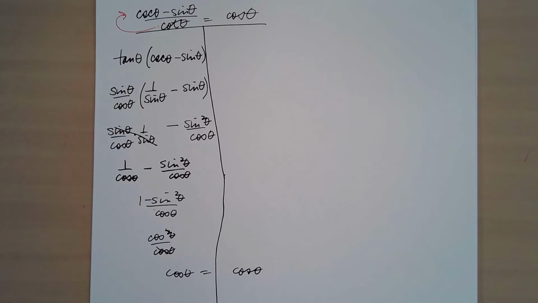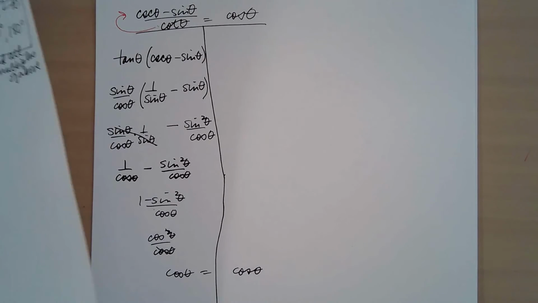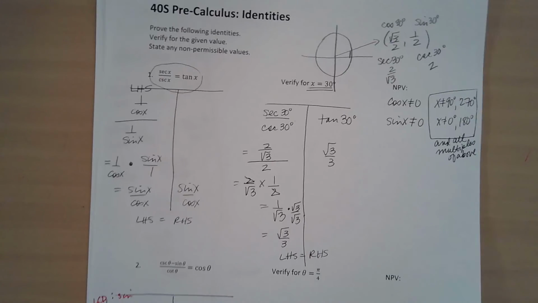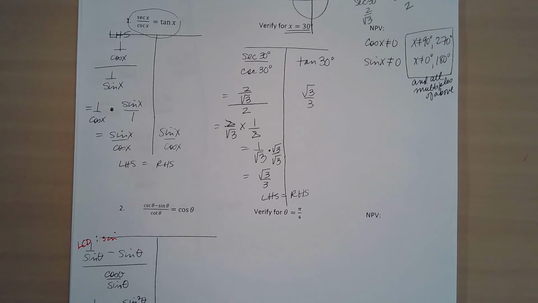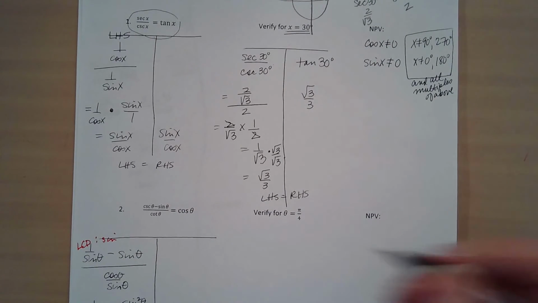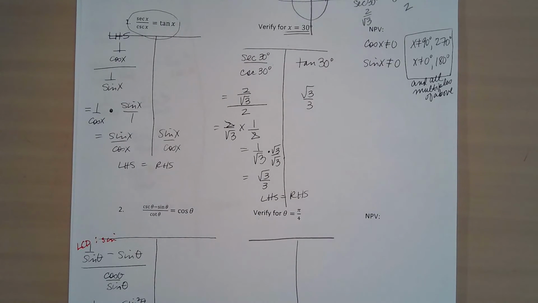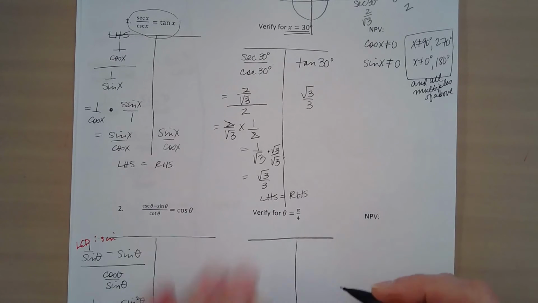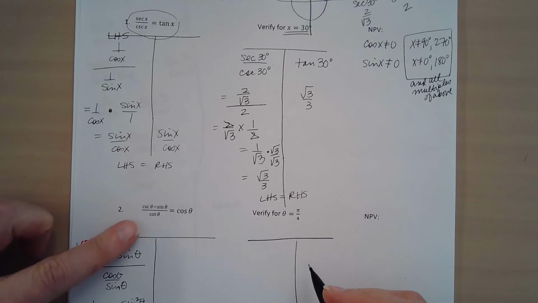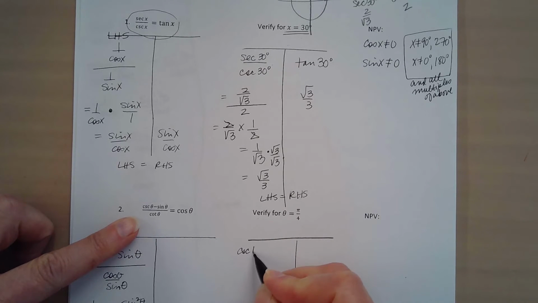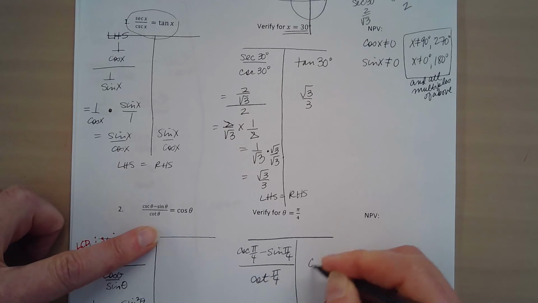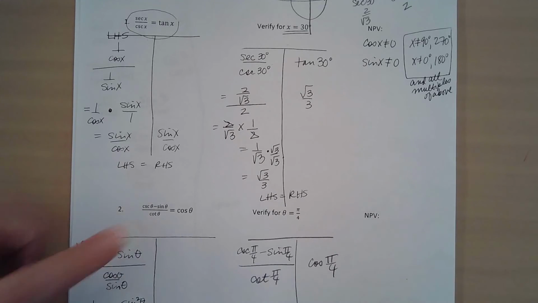Let's verify this for pi on 4. We're back to verifying, not just proving. So that means I have to show that, okay, pi on 4s are a little easier to remember because they have those duplicate values, right? So I'm showing that cosecant of pi on 4 minus sine of pi on 4, divided by cotan of pi on 4, all equals cos of pi on 4.